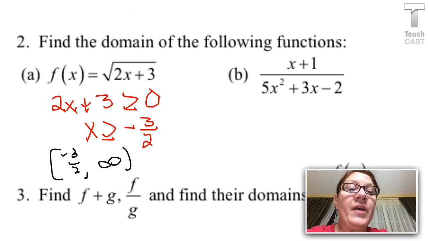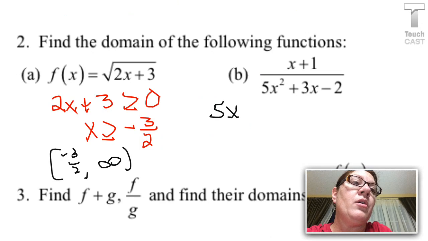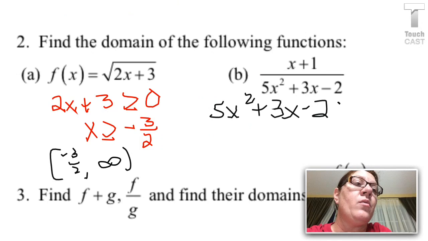Okay, letter B is a rational function, so the issue is that the denominator can't be 0. So it's kind of like when your mom tells you not to do something and you wait till she's not looking and then you do it. Okay, denominator can't be 0. So you say, fine, I'm going to make the denominator be 0, Torres, just because you told me not to. And so now we're going to see what numbers make that 0.